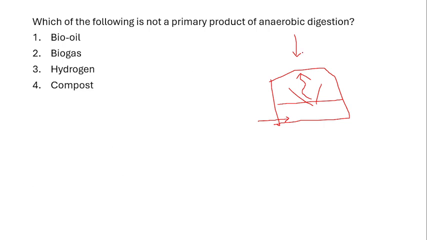So what happens here? All the biogas and also the hydrogen are collected from the top of the digester. Whatever leftover sludge is present here can again be used as composting material. Yeah, the only product which is not coming from the anaerobic digestion is the oil.